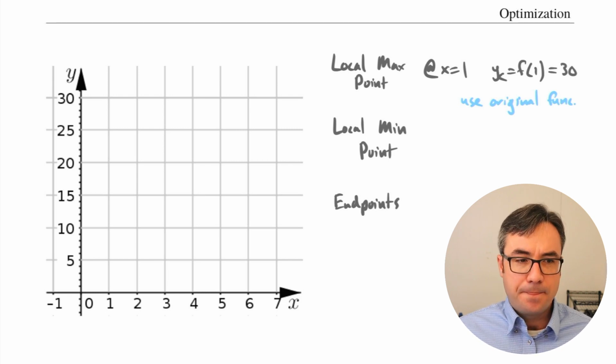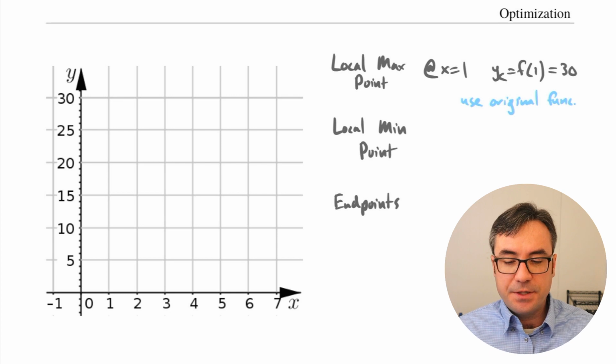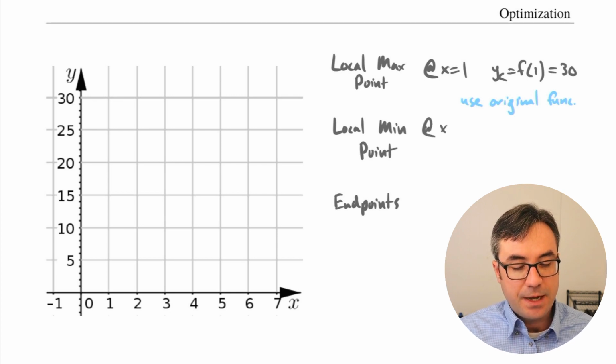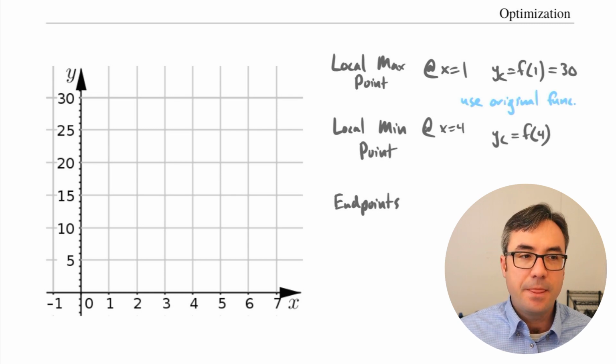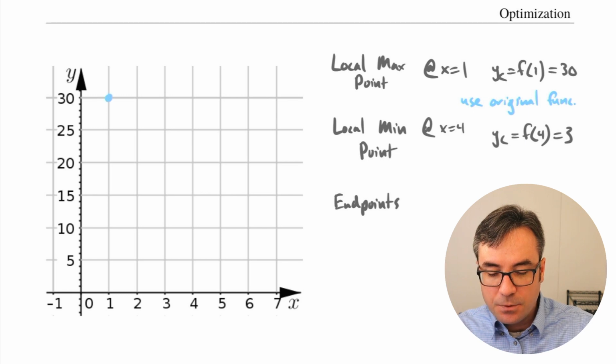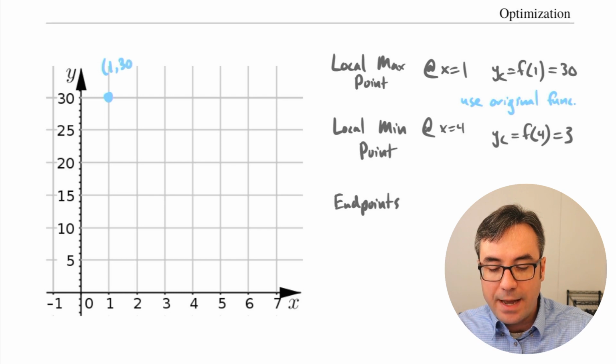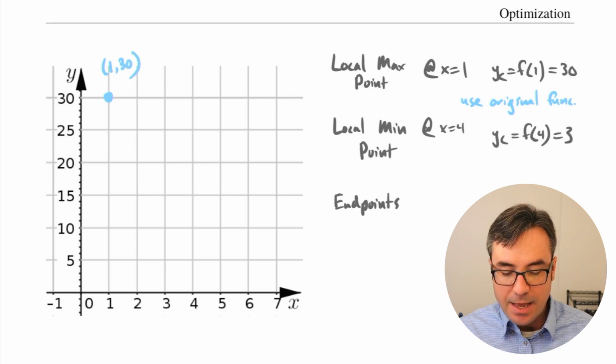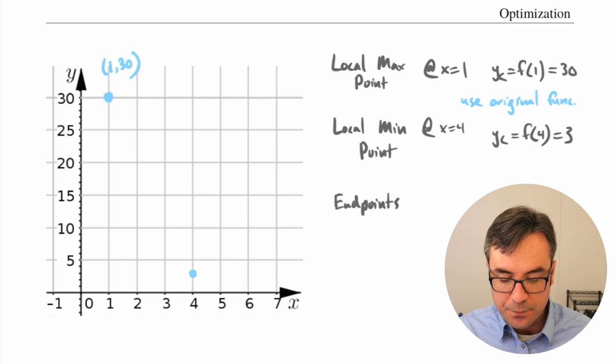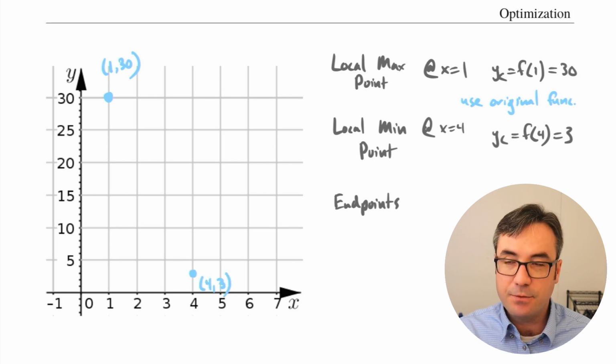All right, so what about the minimum point? We know this happens at x equals 4. So again, we want the y-coordinate for this point. So we're going to plug 4 into the original function. And if we do the arithmetic, we end up with 3 as the y-coordinate. So we can plot these points on the graph, on the xy plane here. At x equals 1, this is our maximum point, our local max, and it was (1, 30). And then at 4, we found our minimum point, so that was (4, 3).